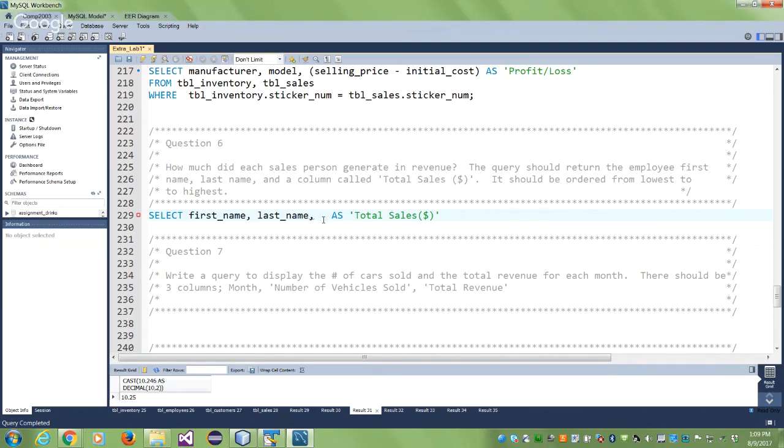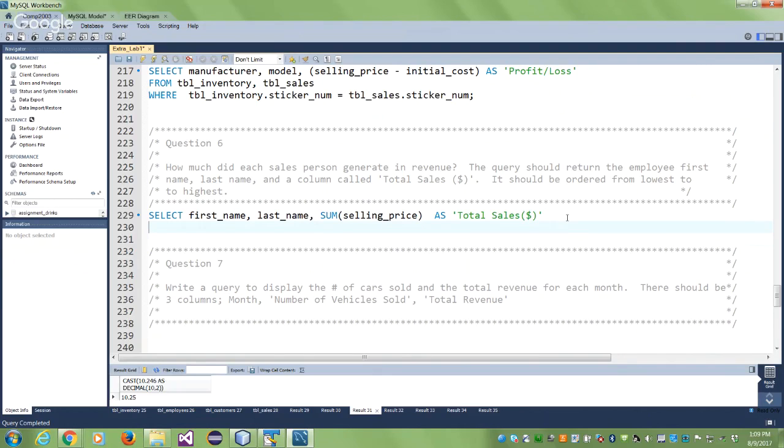So the sum function. And what do we have to sum? We have to sum the, what was it called? Selling price, right? It was called selling price, I think. Yep, selling price. And again, if there is no ambiguity, we are okay, right? And now the tables that we are interested in. So the two tables are the table employees.